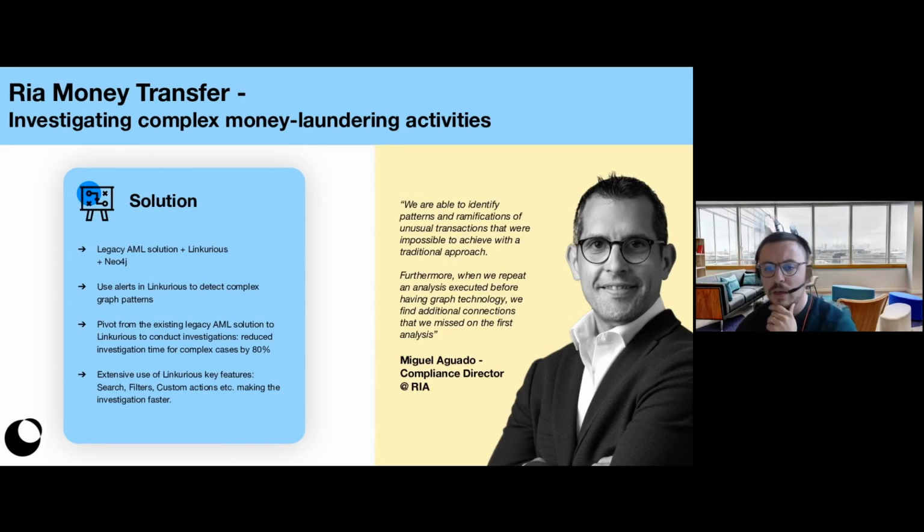So the solution was the combination of, interestingly, keeping their legacy AML solution, but enriching it with Linkurious and Neo4j, using the alerts in Linkurious to detect complex graph patterns, and pivoting from their existing legacy AML solution to Linkurious to conduct investigations, reducing the investigation time for complex cases by 80%. And they made use of all the features of Linkurious Enterprise and advanced features to really get the full experience around AML investigation.